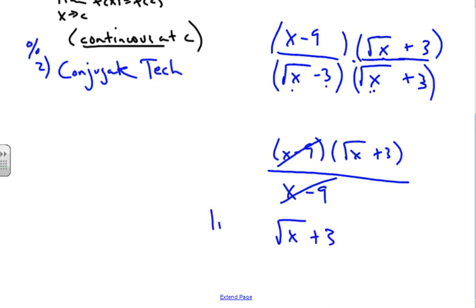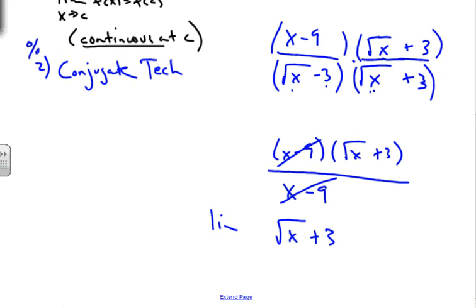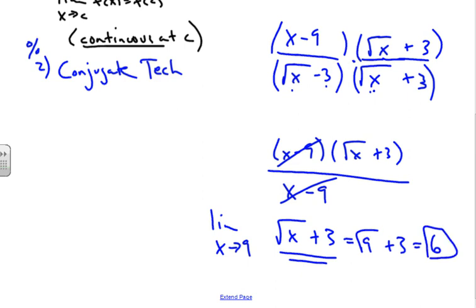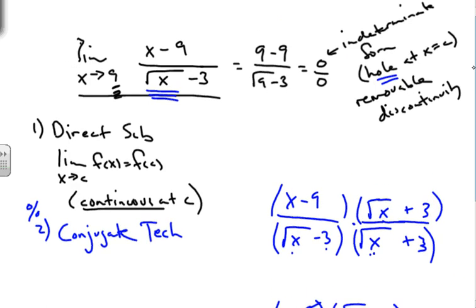Now from here, we can take the limit, because we've eliminated the hole at x equaling 9. We take this new expression, where the hole's been eliminated, and take the limit as x approaches 9. We plug in 9, direct substitution again, because we have now created a function that is continuous, and we find our limit is actually equal to 6. So the limit as x approaches 9 of x minus 9 over the square root of x minus 3 equals 6.